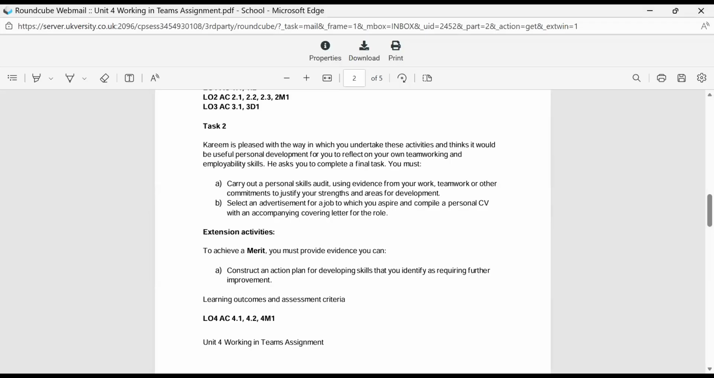All the task 2 is in accordance with learning outcome 2. Make sure that you are submitting learning outcome 2 in accordance with this. So you are looking at elements of learning outcome 2, and learning outcome 4, and looking at doing task 2 in accordance with learning outcome 4. Okay, so action plan you need to do a personal development audit, and you need to do a CV and a covering letter, and this is all for task 2, and you would need to use learning outcome 4 for that, 4.1, 4.2, and 4M1.